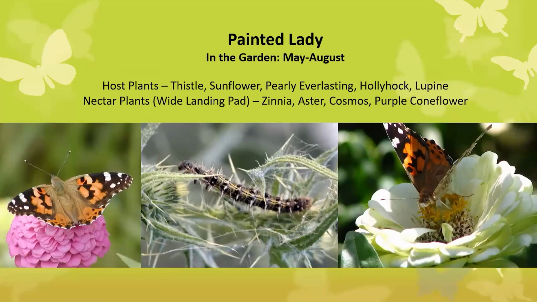Painted lady is another butterfly that we're likely to see in our gardens. And this is an opportunity to remind all of us that butterflies in general really enjoy flowers with a wide landing pad shape, like these flowers in the picture. Zinnia, aster, cosmos, purple coneflower, all offer that wide landing pad and makes foraging much easier.